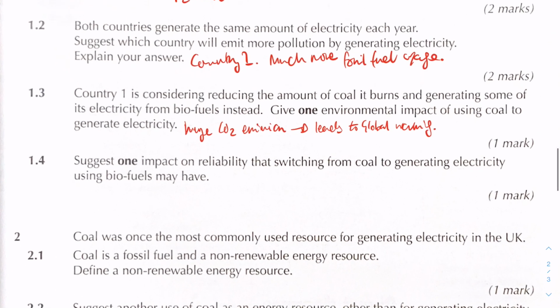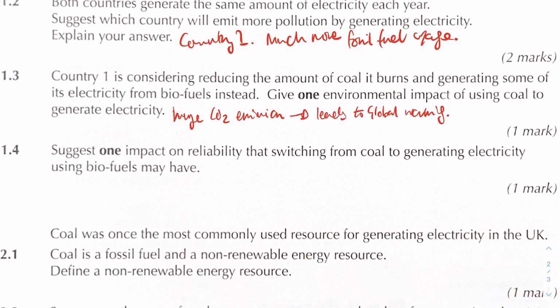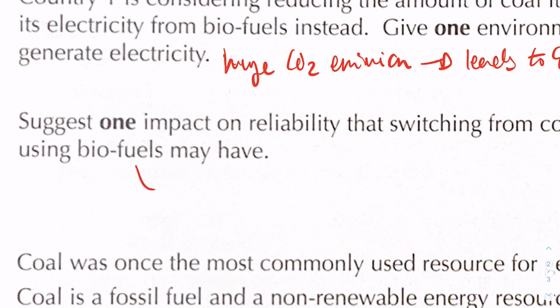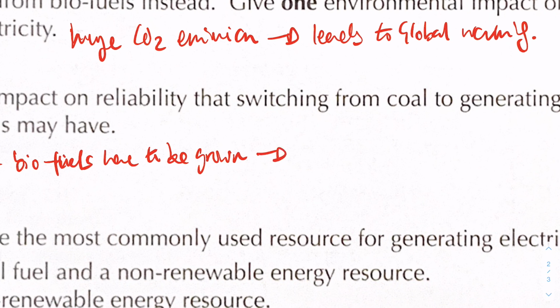It says, suggest one impact on reliability that switching from coal to generating electricity using biofuels may have. Well, biofuels, you have to grow them, so biofuels have to be grown. What if the crop dies out? What if it's a pretty harsh winter? What if there's a flooding? The fields could get flooded. And so biofuels less reliable.